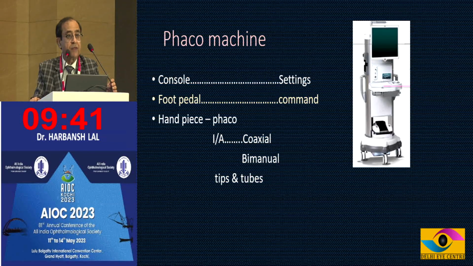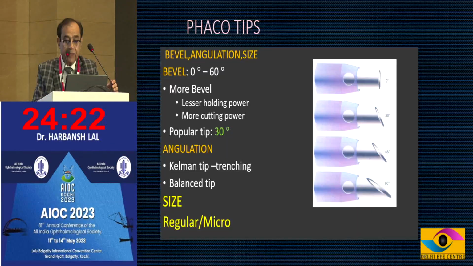So if we talk of the Phaco dynamics, we need to understand the machine. Machine has got a console where all the settings are fed and accordingly it works. Then it has got a foot pedal which gives the command to the console. And then you have got a handpiece in your hand which may be for Phaco emulsification or irrigation and aspiration.